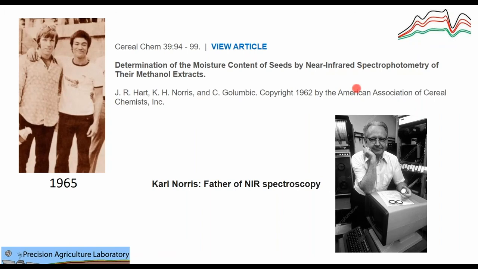And this guy over here, this is Carl Norris. He's the father, if you want, of NIR spectroscopy or near infrared spectroscopy. In his paper, Determination of Moisture Content of Seeds Using Near Infrared Spectroscopy, he basically, using a computer and the knowledge from near infrared spectroscopy, could predict the moisture of different seeds. And a funny fact is that paper was written 3 years before the famous picture of Chuck Norris and Bruce Lee in 1965. So he was famous first.